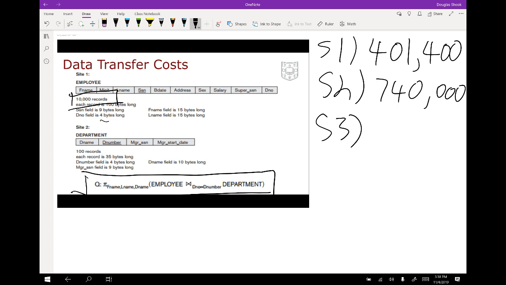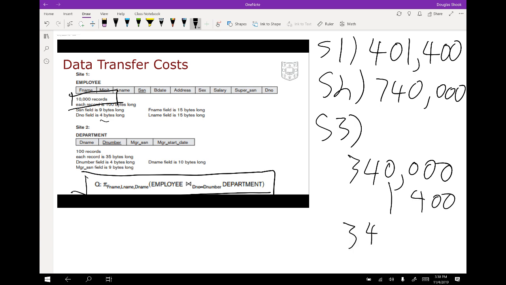All right, both tables. I send them to Site 3, and I perform the join there. We've actually already computed all the terms that we need, right? To send the employees table over, that's what we just computed. It was 340,000, correct? So 340,000. Send the table over, we computed that earlier. It was 1,400, I believe. So that would be 341,400.